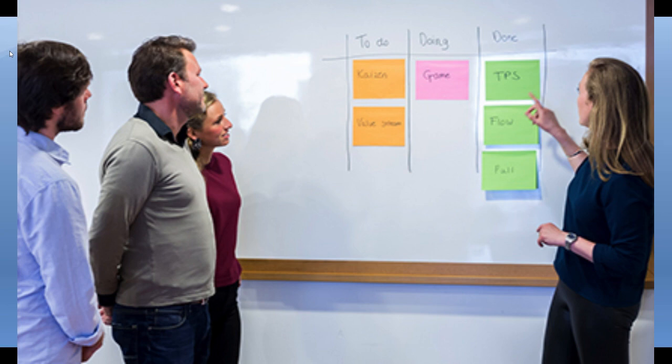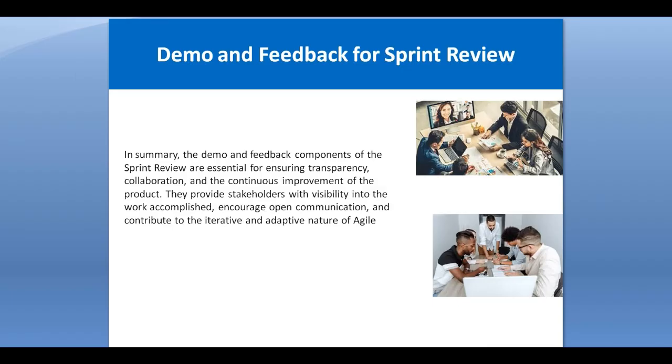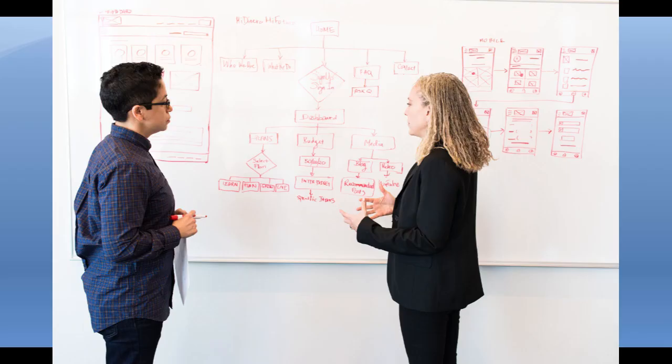Once you are starting the next sprint, you will review the action items from the previous session. So, friend, the demonstration and feedback components of the sprint review are essential for ensuring transparency, collaboration, and the continuous improvement of the product. They provide stakeholders with visibility into the work accomplished, encourage open communication, and contribute to the iterative and adaptive nature of Agile.